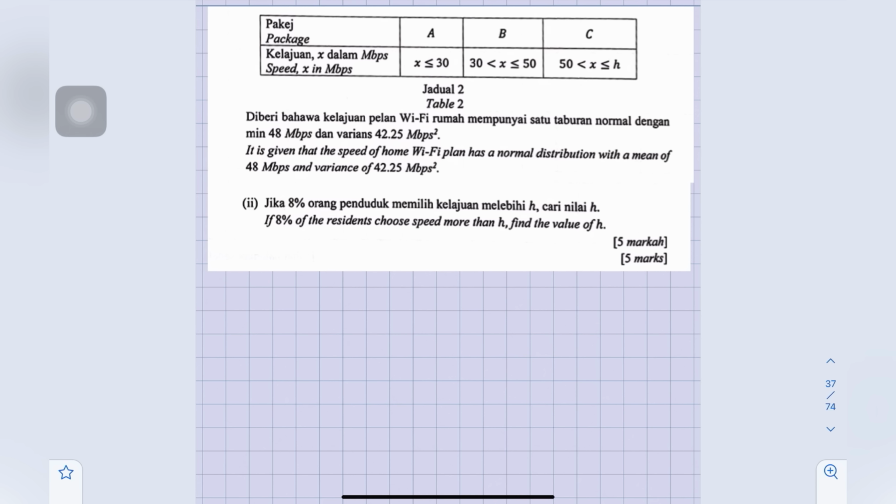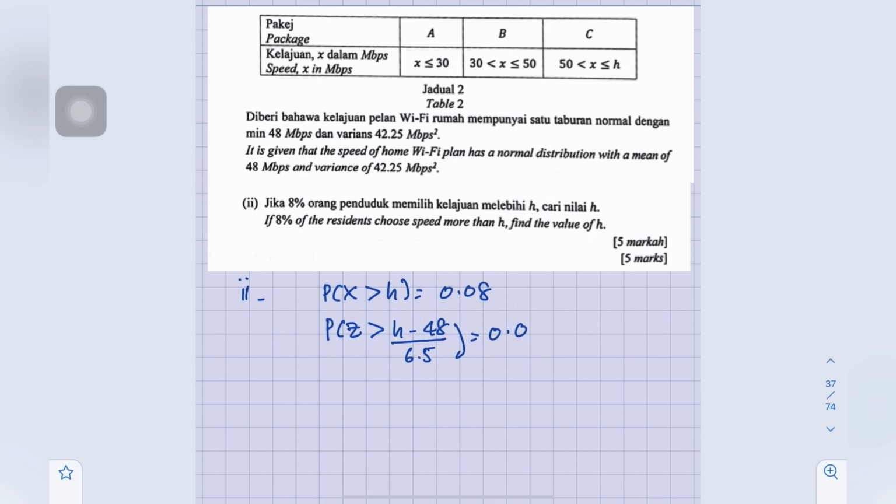Roman 2, if 8% of the residents choose speed more than H, find the value of H. Actually the 8% is the probability. So the probability when X is more than H is 0.08, 8 over 100. So make it standard: P(Z more than (H minus 48) over the standard deviation 6.5) equals 0.08.